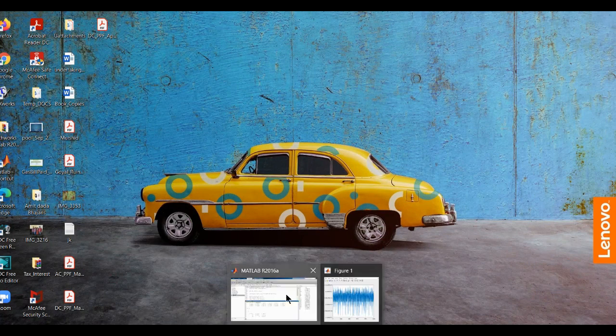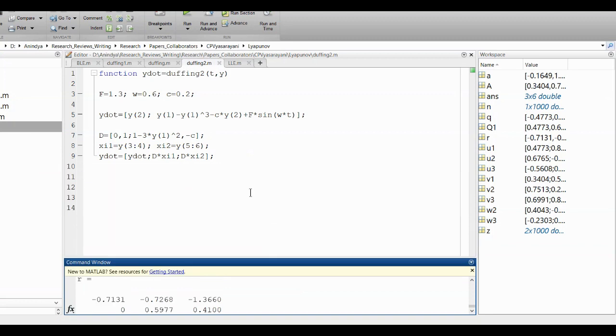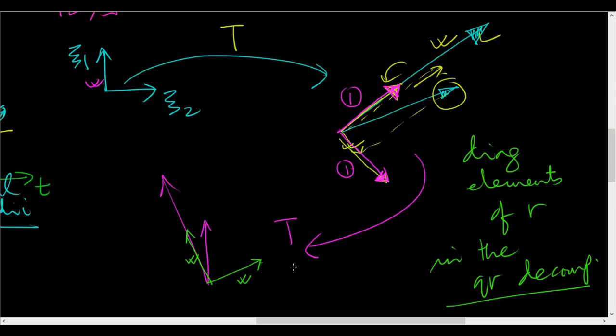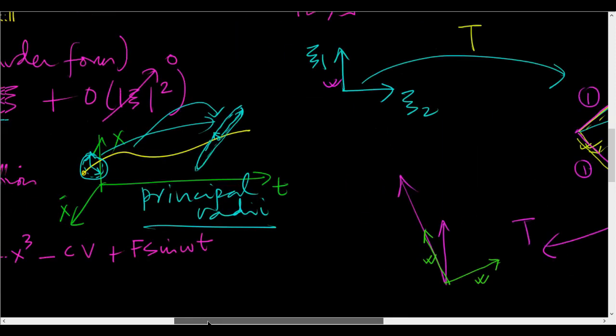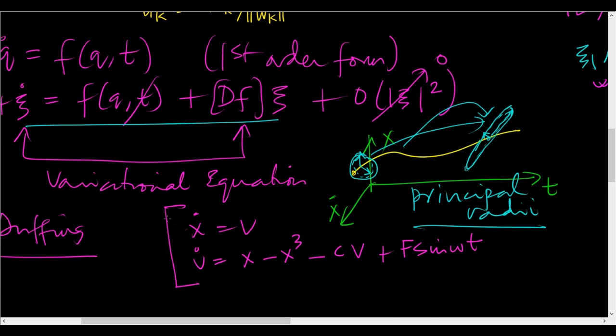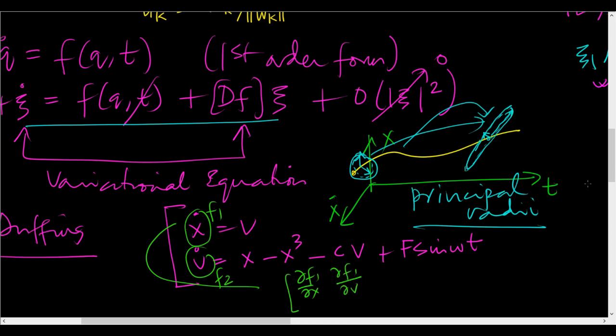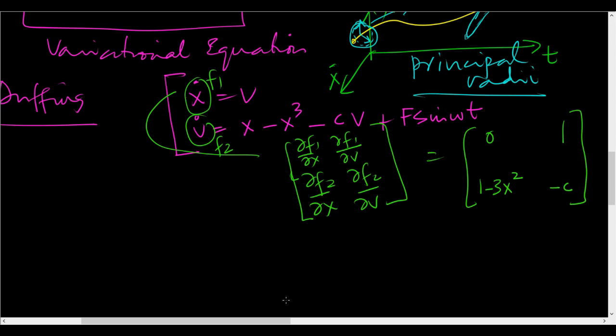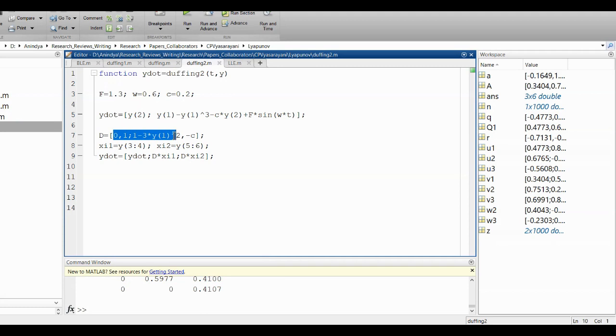So here we are in MATLAB now, and this is the program I have. Let me show you this program, Duffing 2. What I have done is I have calculated the Jacobian, that D. Let's call this F1, let's call this F2. Del F1 del X, del F1 del V. Del F2 del X, del F2 del V. Okay, so that is why we have 0, 1, 1 minus 3x square and minus c. That's what we have in MATLAB here.